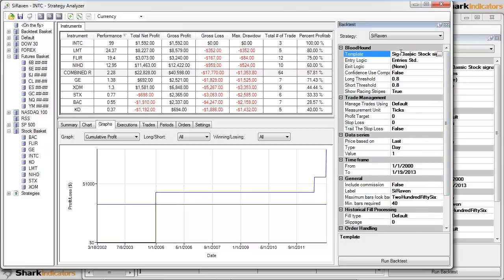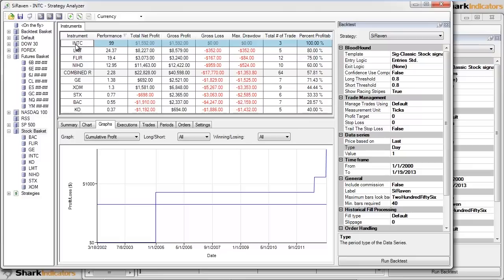So here's the name of the system. I called it the classic stock signal. It's an always in system, so I'm not using any profit target or any stop loss. It's always reversing, always in the market. You can see I'm starting from the year 2000 to current, and we're using daily bars. Let's go through some of these characteristics step by step.